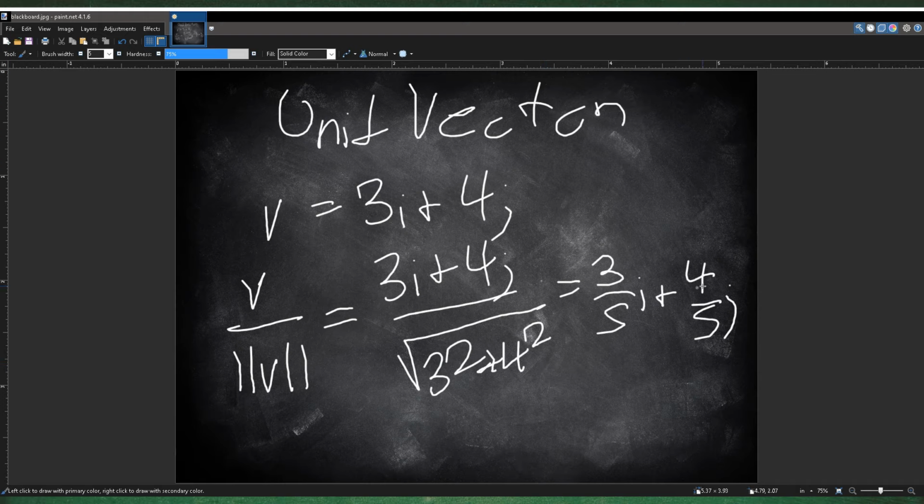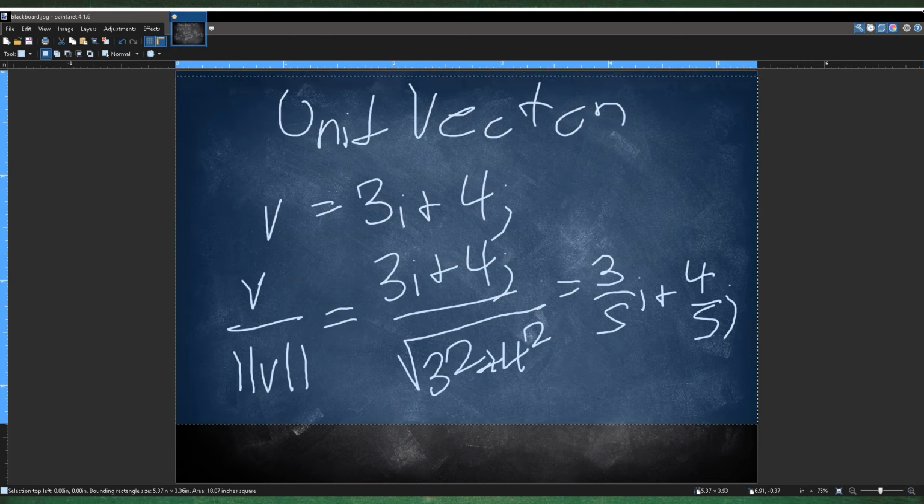But it's in the same direction because it moves 3 to the right and 4 up. Same with this, 3 to the right, 4 up. Now it's just a little different because you're dividing by 5. And that is basically the unit vector.